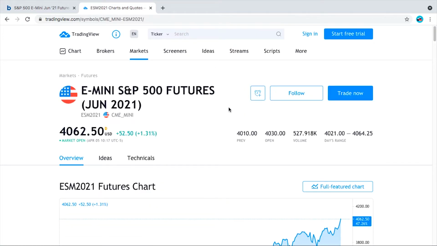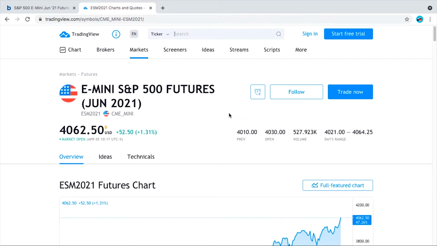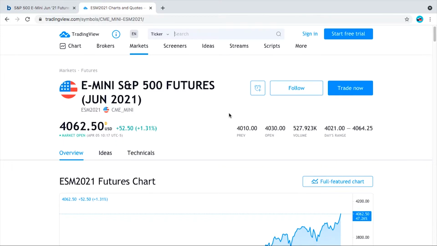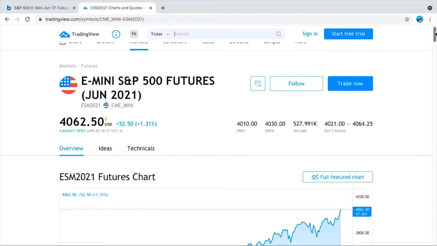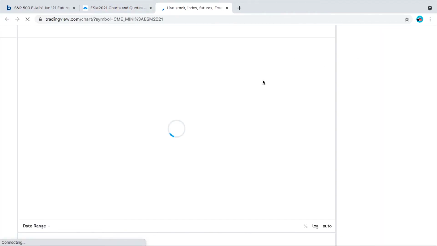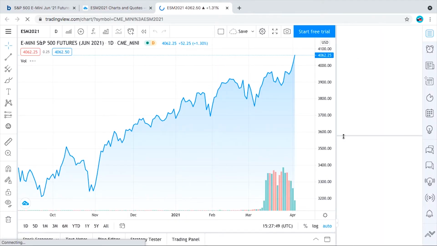ESM 21. And you see here, it's got the same info as the quote, right? It's got the previous close, 4,010 points. It's got the price it opened at. It's got the volume, and it's got today's range, the low to the high. And if you scroll down, you can see the basic chart. But we're going to look at the full feature chart right here. The full feature chart gives you a lot more info.